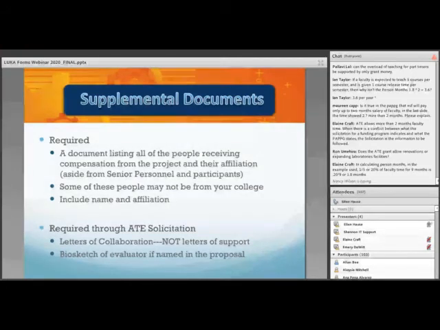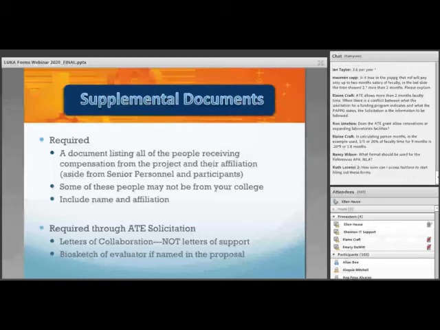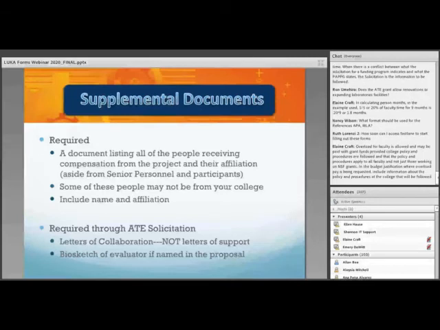Next, we move to supplemental documents. So this section is not considered an appendix. There are some required supplemental documents to include. One is the data management plan, which I just discussed, and also a list of all known people, aside from your participants and students, who will receive compensation from the project and their affiliation, which would need to be uploaded under other supplementary documents into Fastlane.